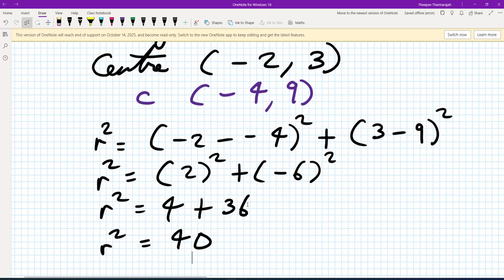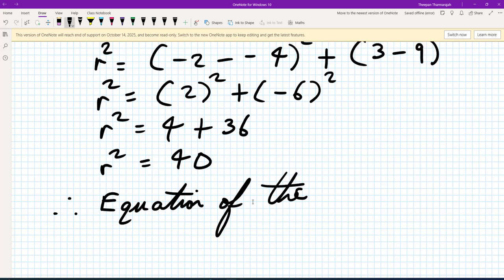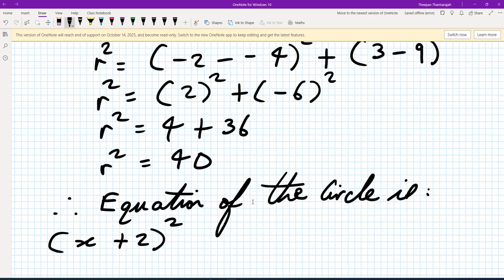Now we have the center of the circle, so therefore the equation of the circle is (x plus 2) all squared plus (y minus 3) all squared equals 40.